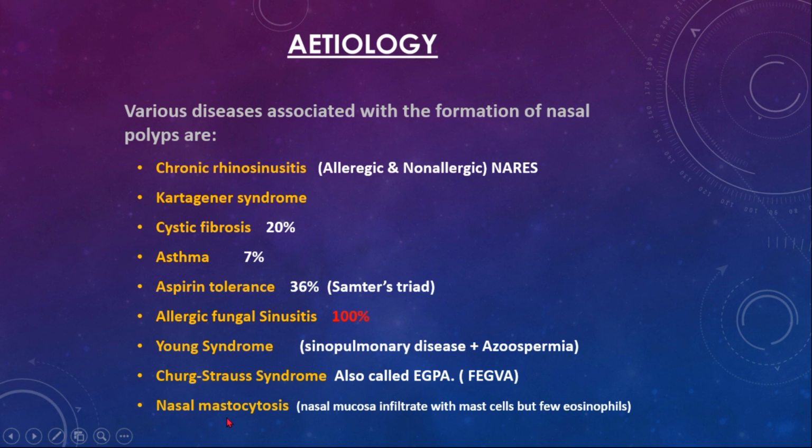And the next one is nasal mastocytosis. The nasal mucosa is infiltrated with mast cells but few eosinophils. As you can see, there are few eosinophils in mastocytosis, but in Churg-Strauss syndrome there are abundant eosinophils.